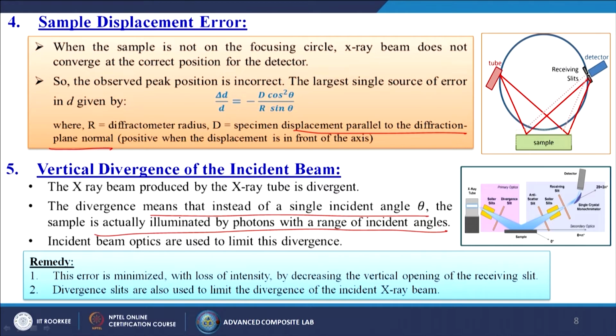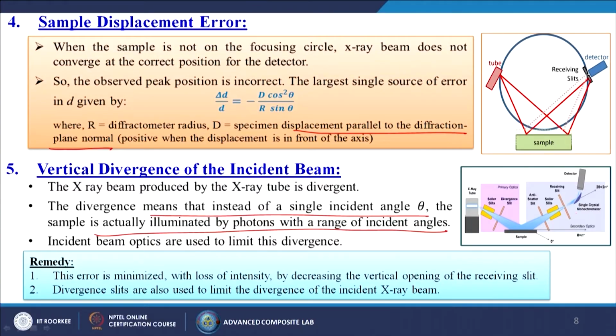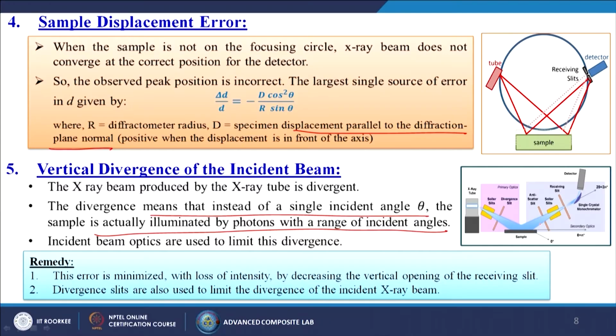So, when the incident beam is coming, we use some divergence slits so that the whole area can be covered. After that, we again use some anti-scatter slits, so that the beam can go through and directly come to the receiving slit, fall on the single crystal monochromator, and from there go directly to the detector itself. So, the remedy: this error is minimized with loss of intensity by decreasing the vertical opening of the receiving slit. Divergence slits are also used to limit the divergence of the incident X-ray beam.